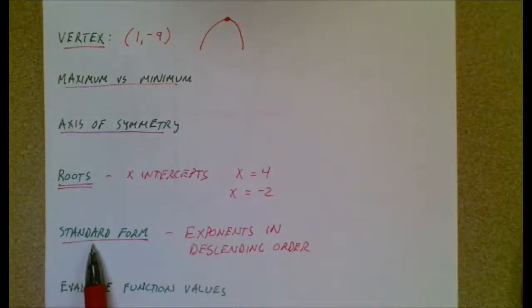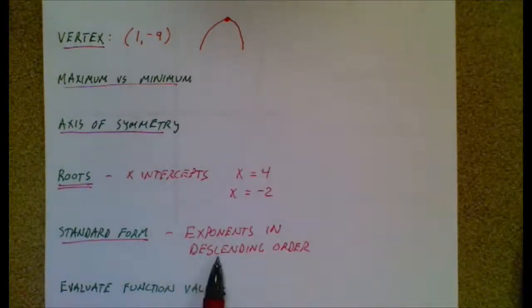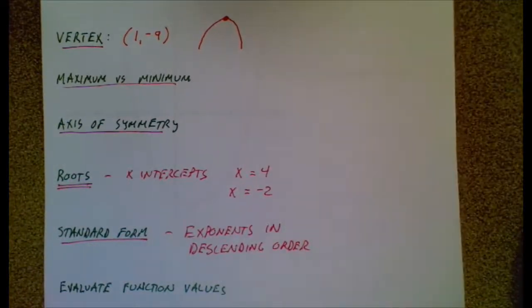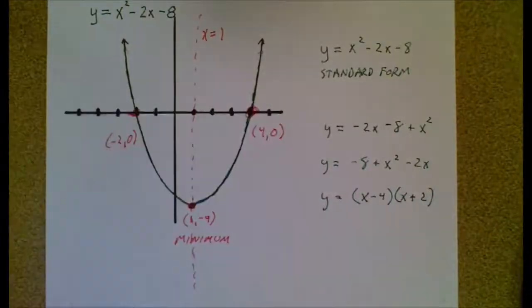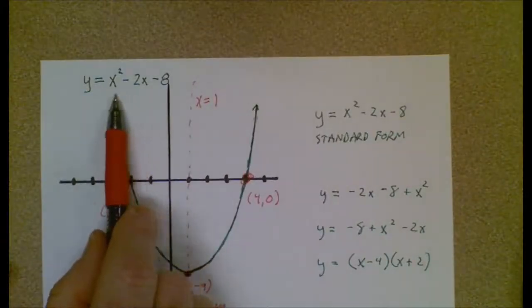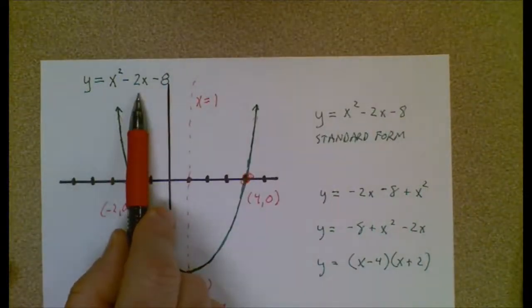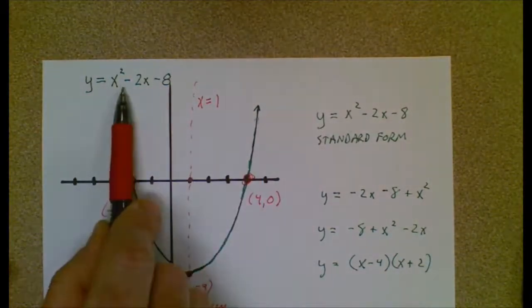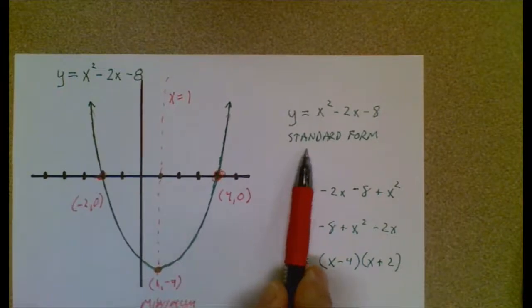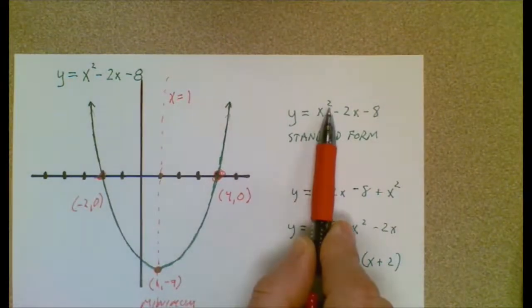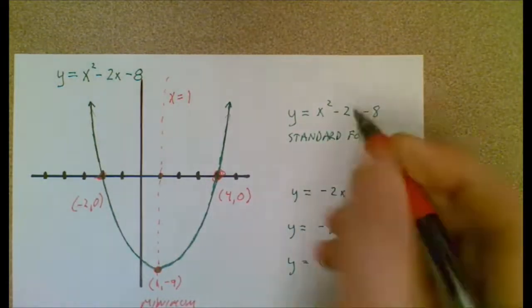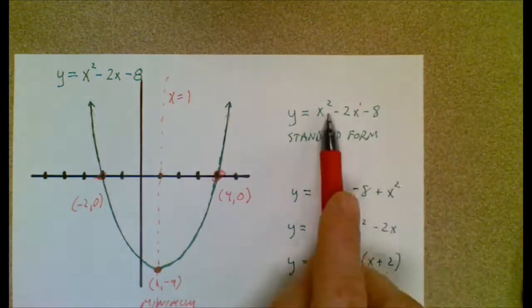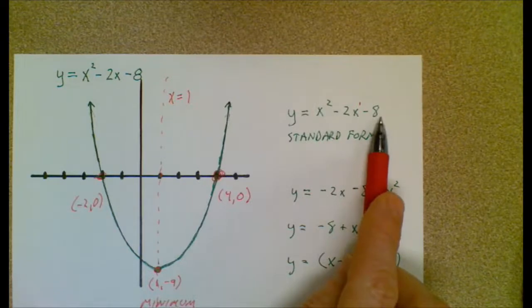Let's now focus on what's called standard form, and what should go through your mind is exponents are in descending order, but let's take a look at what that means. This quadratic equation represents this graph. This equation is already in standard form because I go from an exponent of 2 to an exponent of 1, we don't write it, but it's there, to no exponent at all. So my exponents are in descending order.